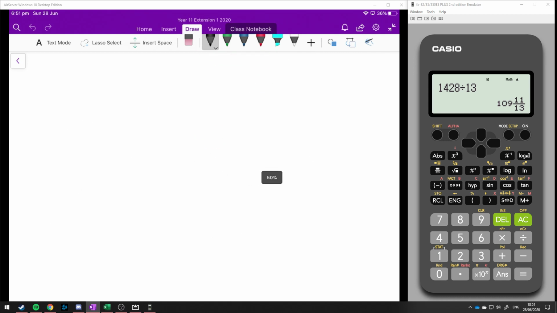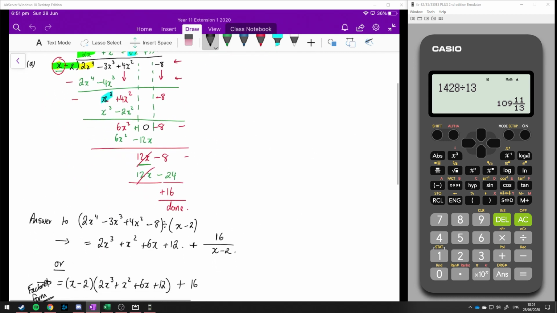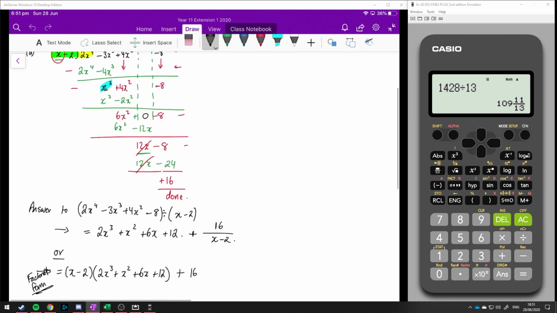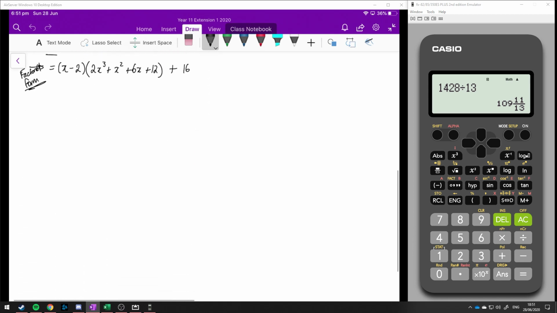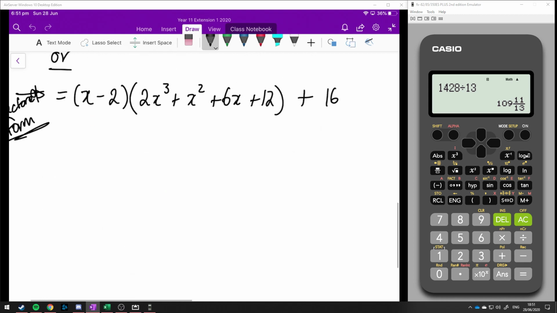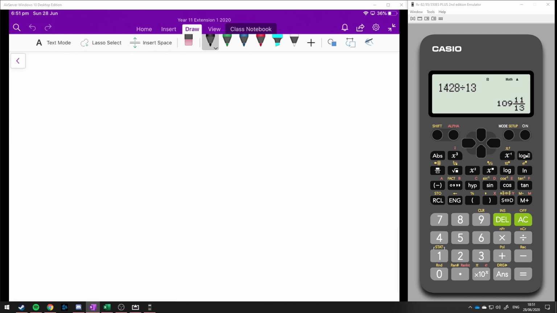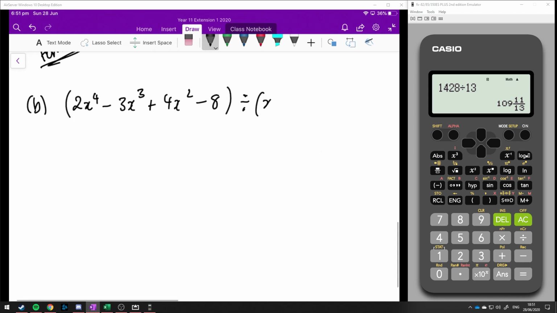Alright, so we're going to be repeating this whole process again for the x squared minus 2, just to make sure you guys get your head around it. But basically, this is the way that we're going to be doing it. Okay, so I'm just going to write from down here. So this is part B. Okay, and part B says we're going to divide 2x to the power of 4 minus 3x cubed plus 4x squared minus 8 divided by x squared minus 2. So a little bit different this time.